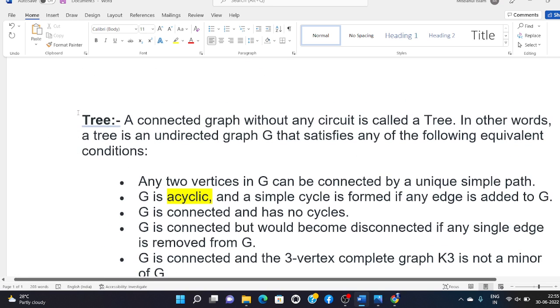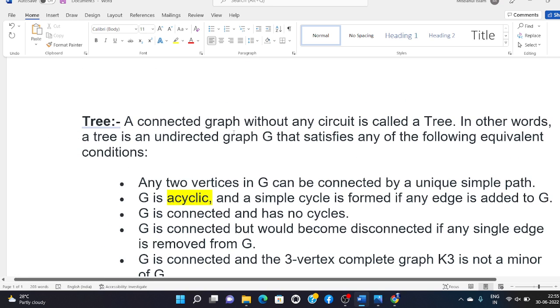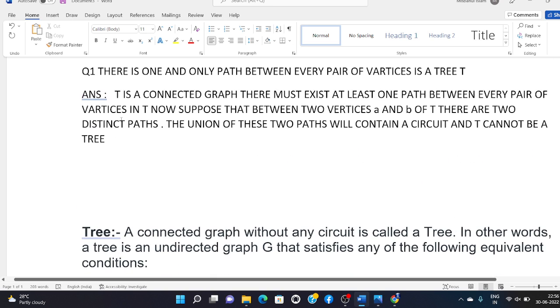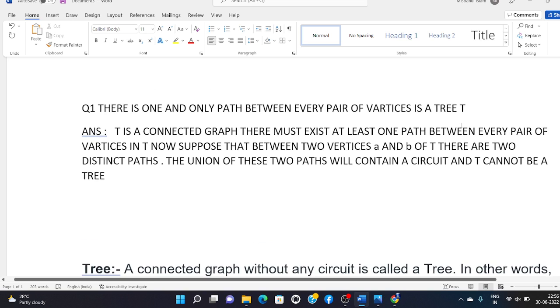So this time I discussed this question. A connected graph without any circuit is called a tree. In other words, a tree is an undirected graph G that satisfies any of the following equivalent conditions. Okay, this topic is important, and this question is very important. This question is: there is one and only one path between every pair of vertices in a tree, capital T.